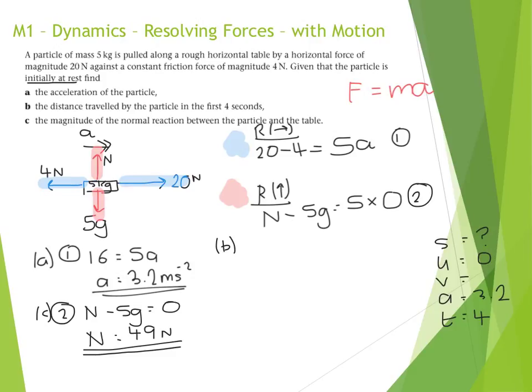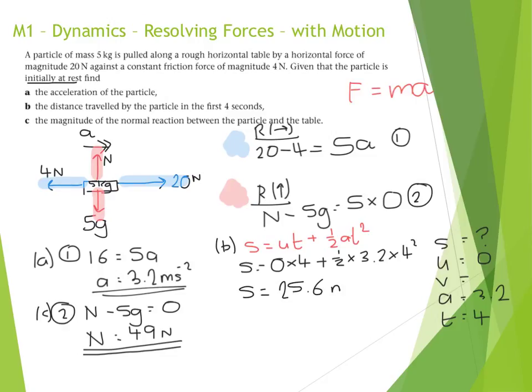So S, U, A and T, that's going to be S equals UT plus a half AT squared. S is equal to 0 times 4 plus a half times 3.2 times 4 squared, giving us a final distance of 25.6 meters. Now it does ask for distance and not displacement, but if we look at the acceleration, we know that it's not going to change direction over this course, so we know that in this case displacement is going to be equal to the distance.